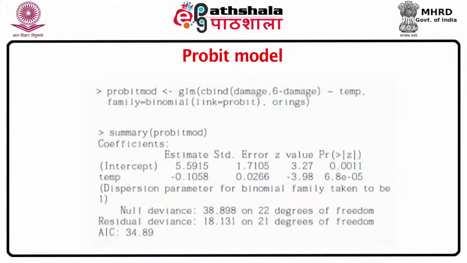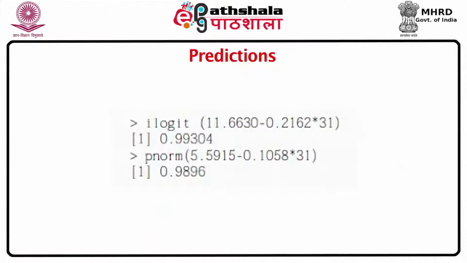I'm using the glm function and I'm storing this in an object called probitmod. When I say summary of probitmod, this is the outcome that it gives me. Again, these are the regression coefficients which are a part of the linear predictor. But in this case, I'm not really interested in the coefficients, but in the predictions. I can get that using the inverse logit and the pnorm on the linear predictor. And the predictions are given on this slide.